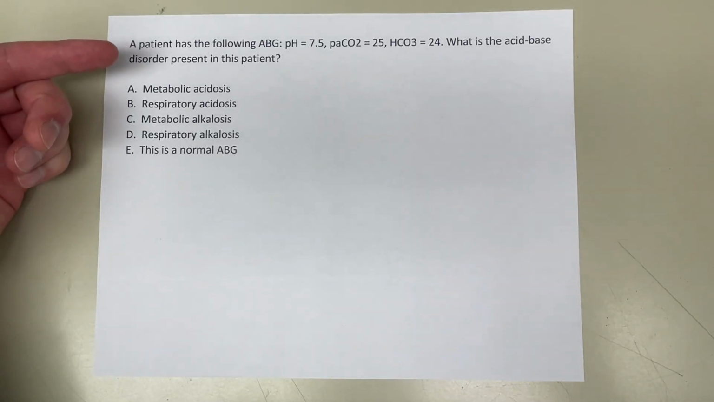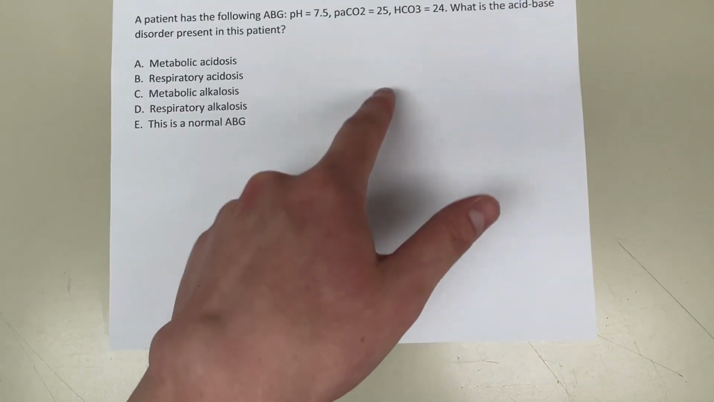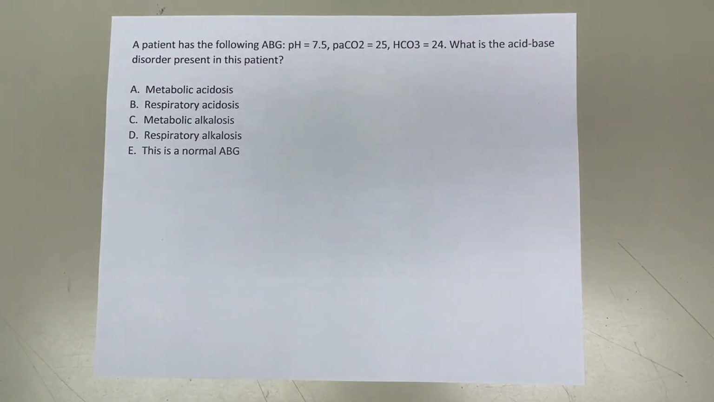A patient has the following ABG: pH 7.5, carbon dioxide, which is PaCO2, is 25, and sodium bicarbonate, also known as HCO3, is 24. What is the acid-base disorder present in this patient?